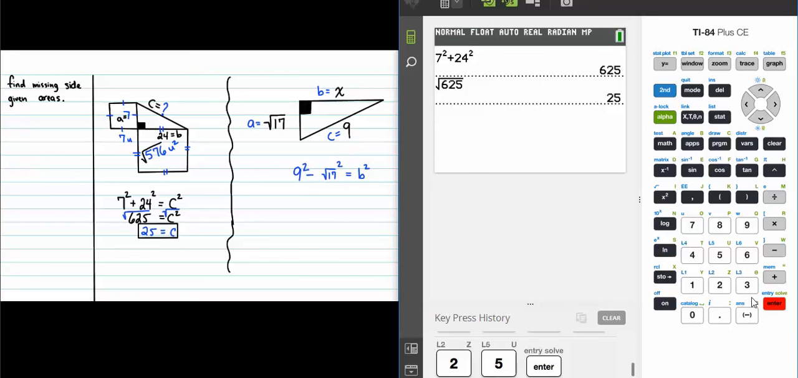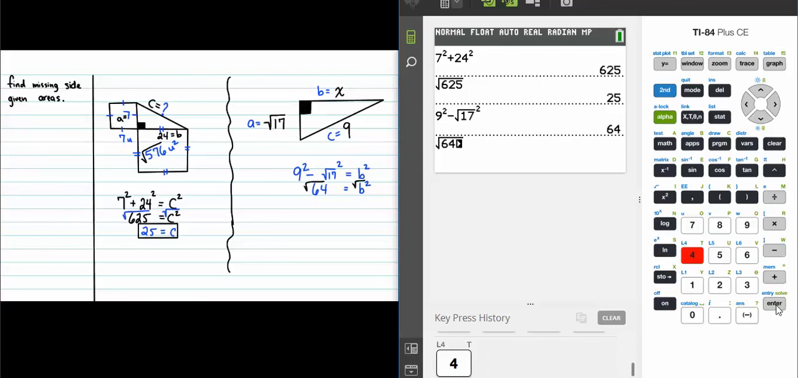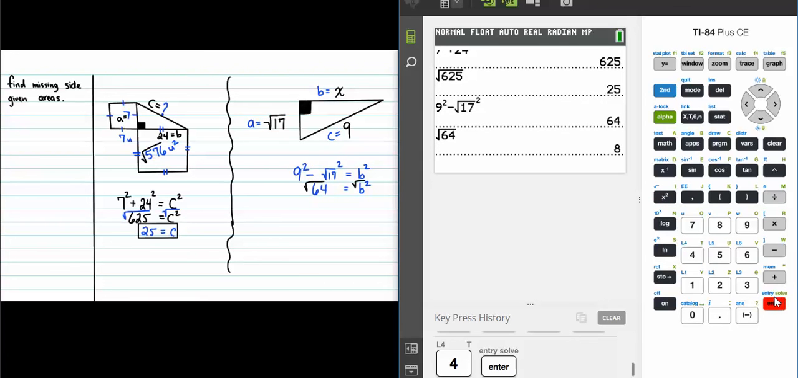So what is 9 squared minus the square root of 17 squared? Notice how I'll move out just to get it typed in the exact same way. And I get 64. So 64 is equal to b squared, and my last step is square root. So what's the square root of 64? And I get 8. So my missing side is 8. There you go.